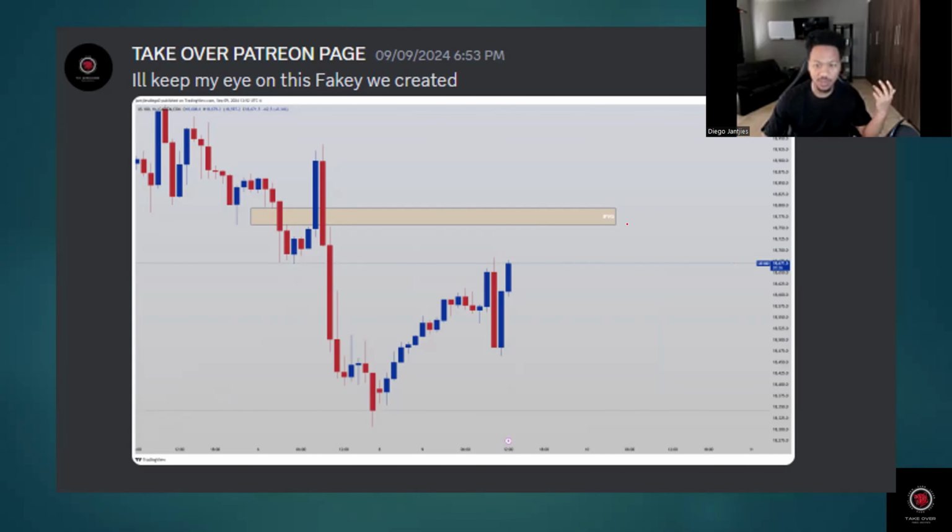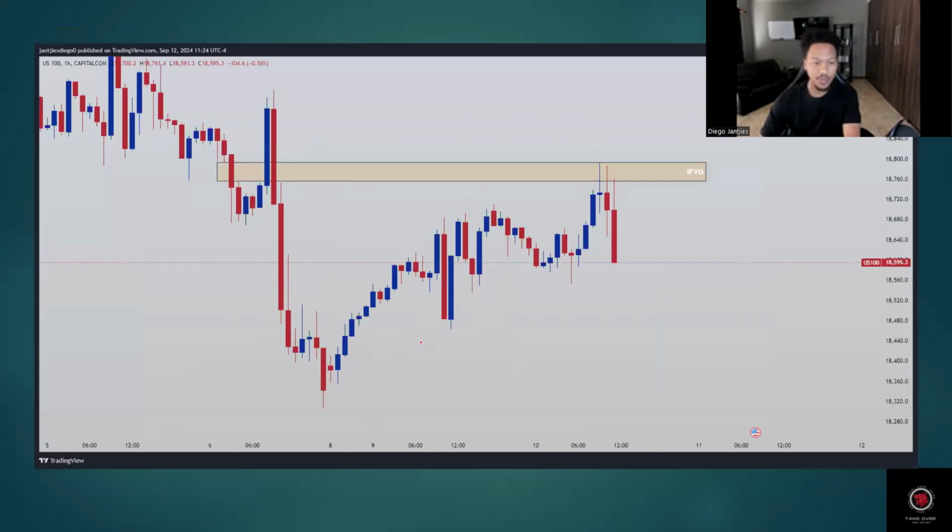Yeah, this image is not too clean, right? Simply because it is a screenshot. But yeah, we had a fake out from our inversion fair value gap right over there, right? So let me go to a cleaner one right over there. So right over here as well, right?